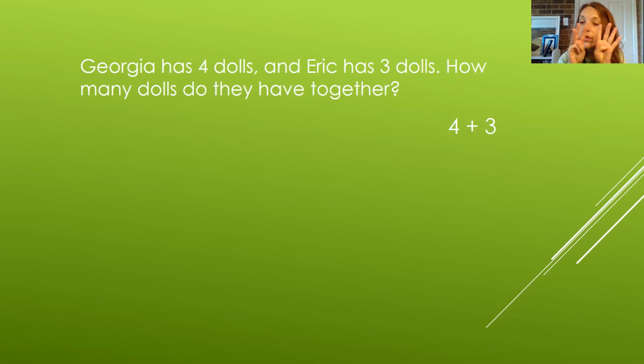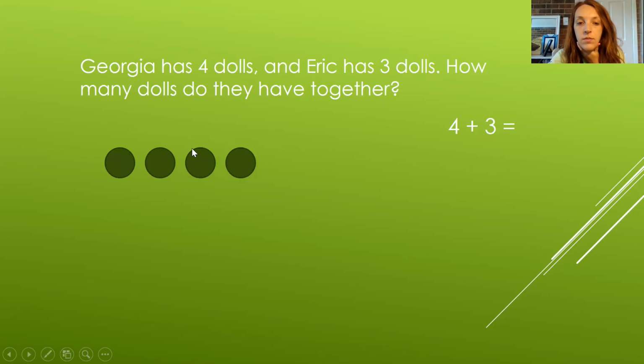It wants me to put those together and tell them my whole, my total. So 4 plus 3 equals what, guys? We can draw it. 1, 2, 3, 4. Here's Georgia's 4 dolls. And Eric has 3. 1, 2, 3. 4 plus 3 equals what?